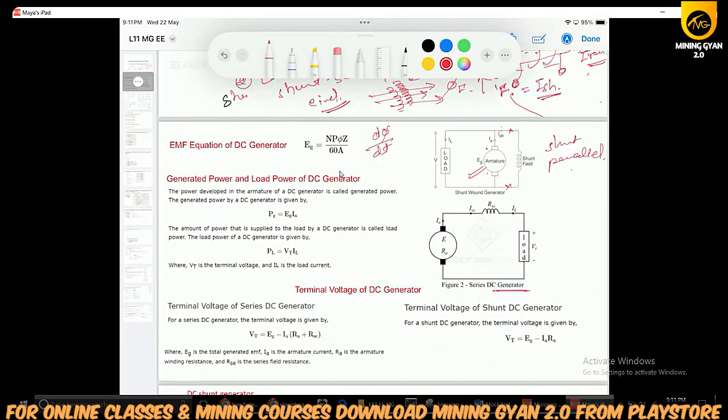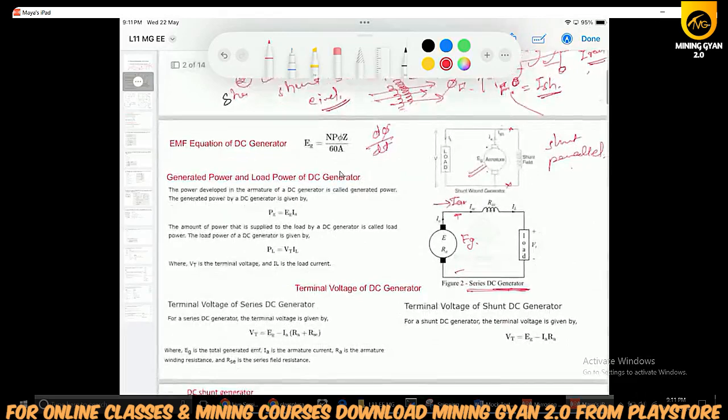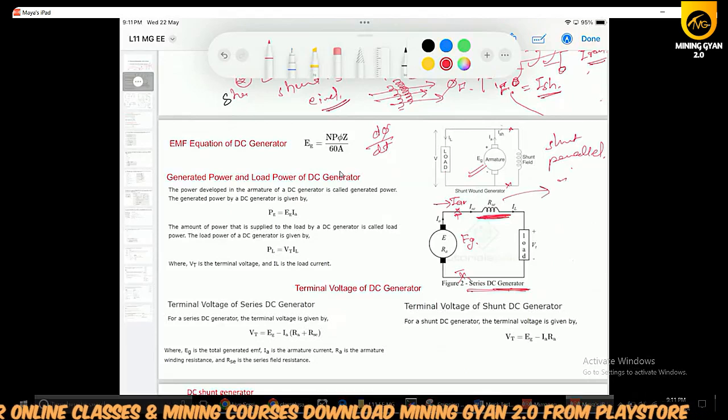Likewise, in case of a series DC generator, it will generate what? Terminal current and terminal voltage. This is the terminal current or armature current across the generator windings. These are the generator windings, but this is the field winding.